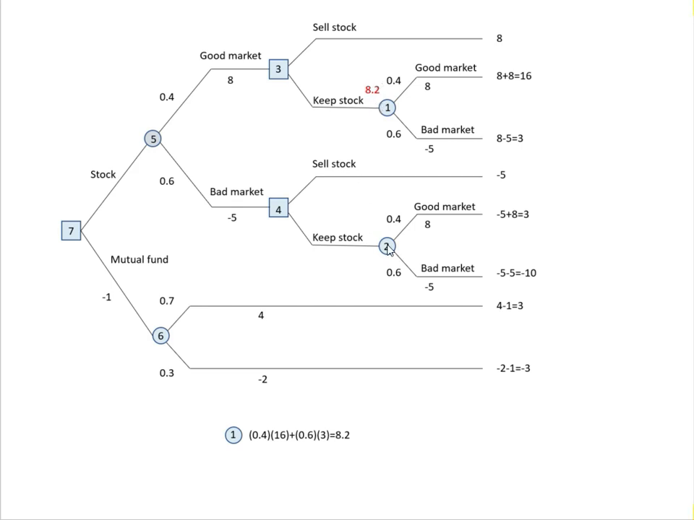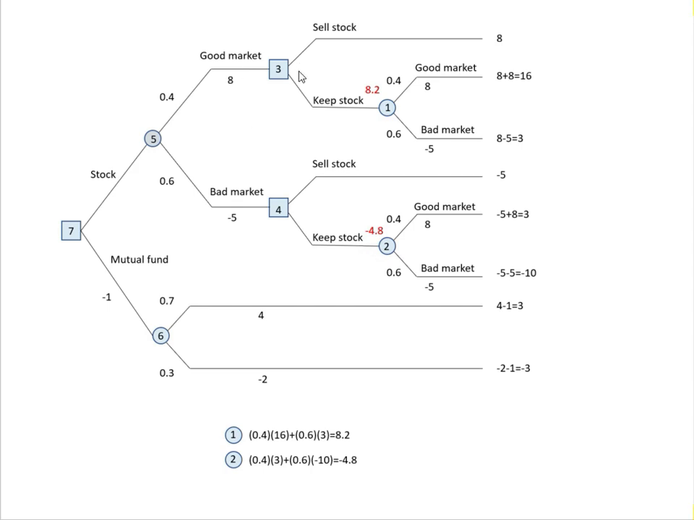Now, let me move on to node 2. It's quite similar. So let's find the expected value of the payoff of this node, which is 0.4 times 3 plus 0.6 times minus 10. And it comes out minus 4.8. Let me copy this number over here. Again, it means that if you end up here, if you invest in the stock, the market's bad, and you keep the stock, then on average your profit going forward is minus $4.8. So again, this number summarizes your payoff from this node onward.